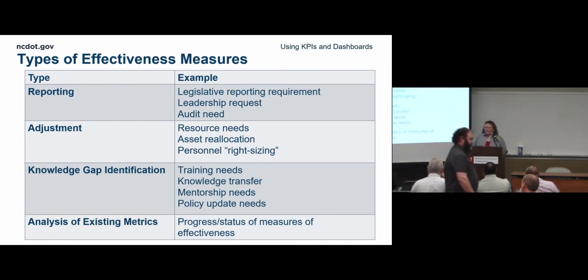Some of your types of effective measures: there's reporting, and that could be like legislative requirements, adjustments, knowledge gap identification. These are different ways for you to have those measures, or what it's going to look like. I'm going to skip ahead because it's a lot of information.